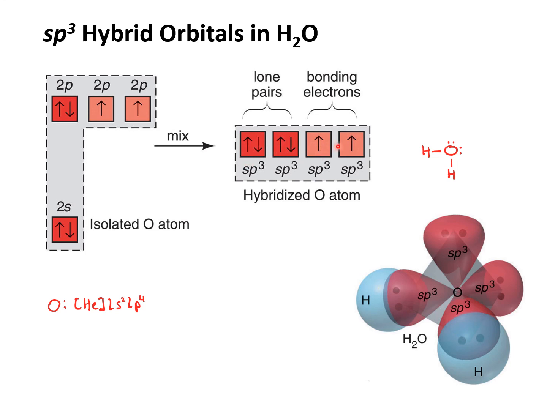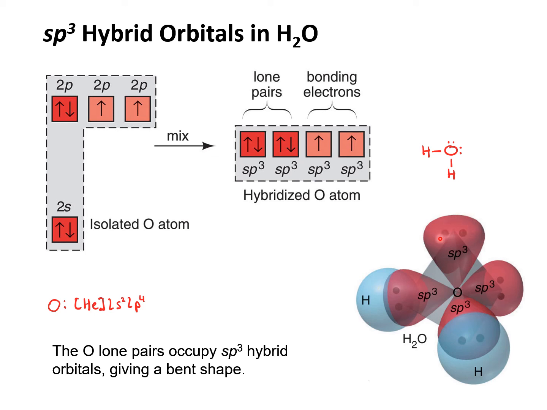Now you'll note that the 6 valence electrons are placed in the hybridized orbitals as follows: 1, 2, 3, 4, 5, 6, based on Hund's rule and the Pauli exclusion principle. So we can see from this orbital diagram that the hydrogens are bound to the oxygen through the sp3 hybridized orbitals on the oxygen. Each one of the hydrogen atoms is bound to the oxygen through a different sp3 hybridized orbital. We can also see that the lone pair electrons also occupy the sp3 hybridized orbitals, which gives water its bent shape.